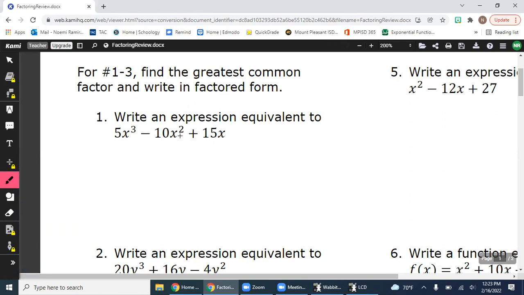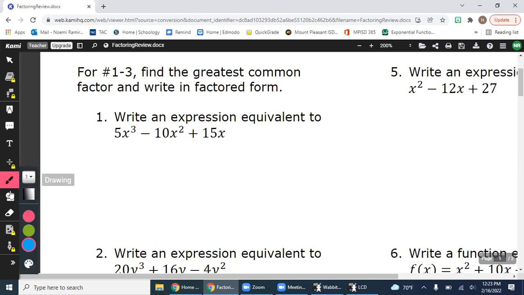So when we are working with greatest common factor, we're looking for two things. What are those? We're looking to see if each one of our terms has a number, and what else? Variable. And if they do all have a variable, it needs to be the same variable. Okay. So all three terms have a number. All three terms have a variable. All three terms have the same variable.